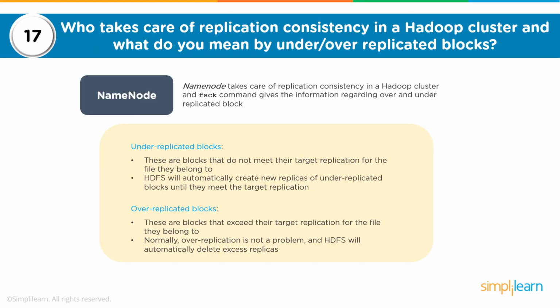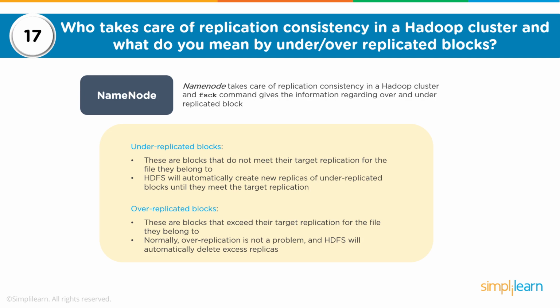Now, who takes care of replication consistency in a Hadoop cluster? And what do you mean by under, over replicated blocks? Now, as I mentioned, your fsck command can give you information of over or under replicated blocks. Now, in a cluster, it is always and always Namenode which takes care of replication consistency.